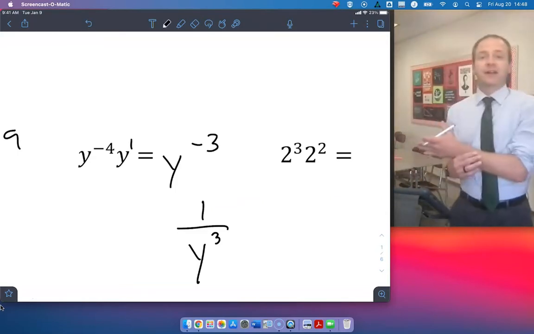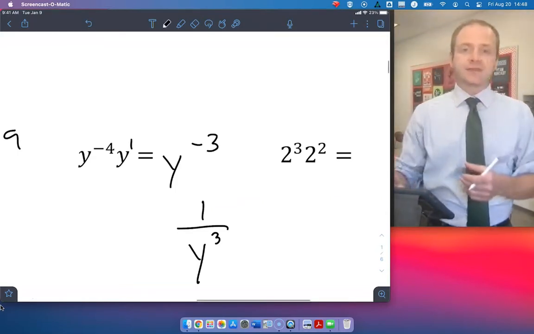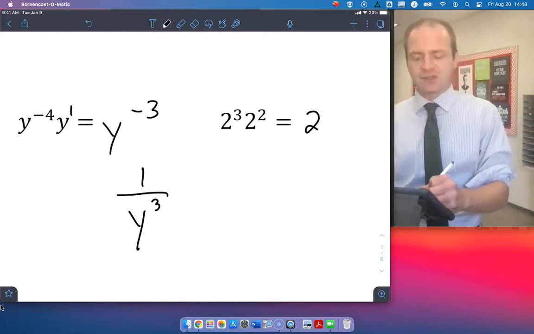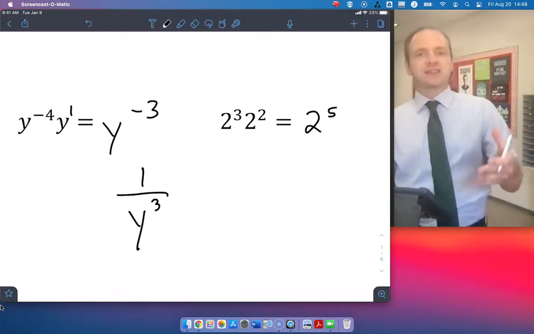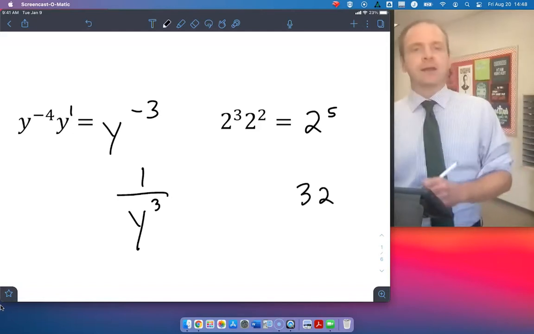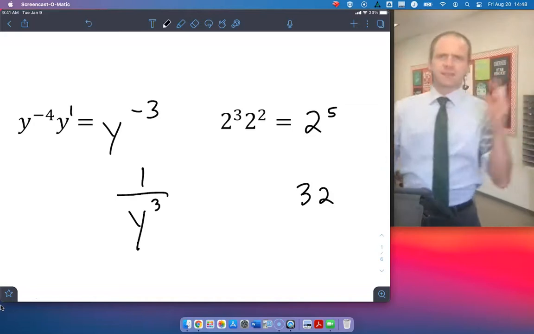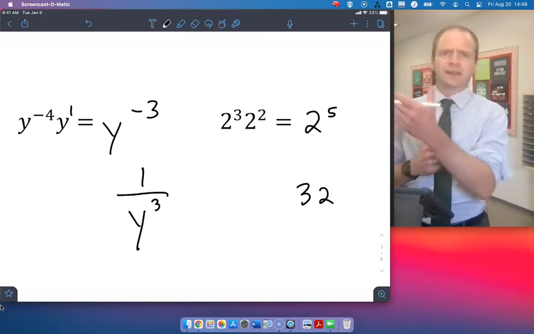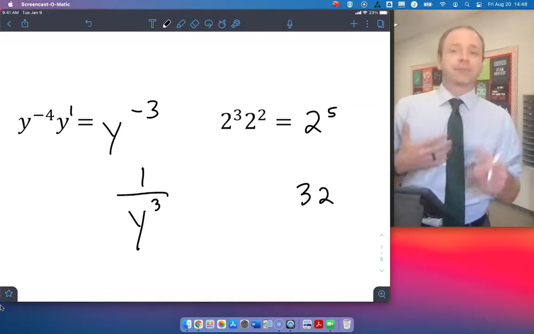And it doesn't have to be variables. If I have 2 cubed times 2 squared, I can just say it's 2 to the 5th, which in this case is a small number, and I can just say it's 32 at that point. I can do 2 to the 5th, it's not too big. It's easier to write it as 32 than it is 2 to the 5th. So that's the product rule.